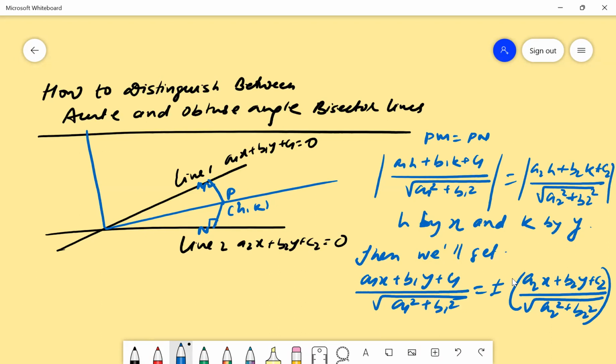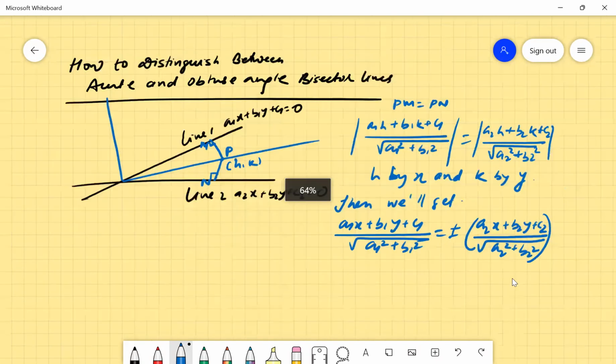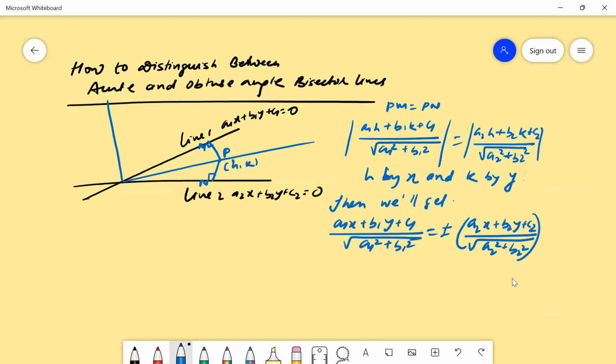Okay. Now, what we need to distinguish out of these two lines: there are two lines in this. One line we can get from the plus sign, and the other line we can get from the minus sign. So how to distinguish which one will represent the acute angle bisector line and which one the obtuse angle bisector line? There is no concept like the plus one will represent acute or the minus one will represent obtuse. These kinds of things are not there.